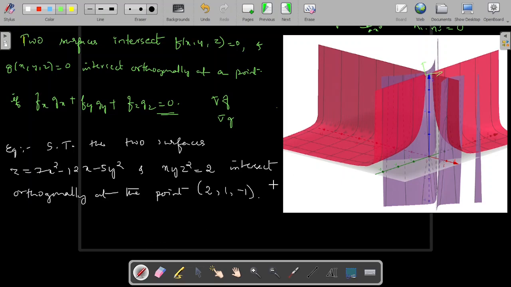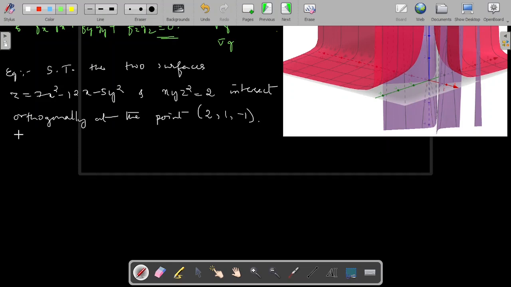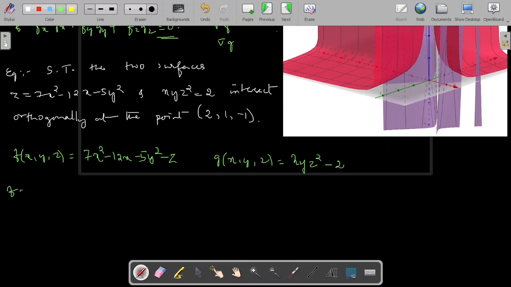But now it is not that easy. So algebra plays an important role. How to do this algebraically? See, the first surface f equal to f of x comma y comma z equal to, all terms should be on one side. So you can write 7x square minus 12x minus 5y square minus z. This is the first surface. Next, you have to get the second surface, g of x comma y comma z equal to xyz square minus 2. You have to find out fx, fy, fz, then gx, gy, gz.